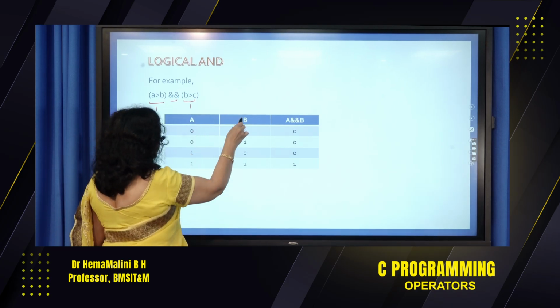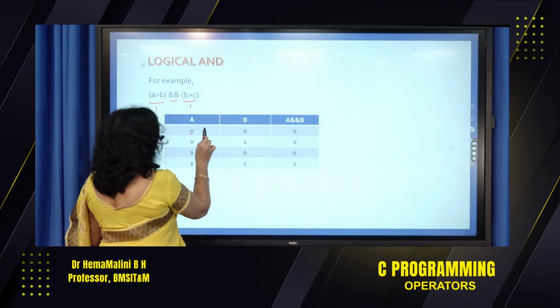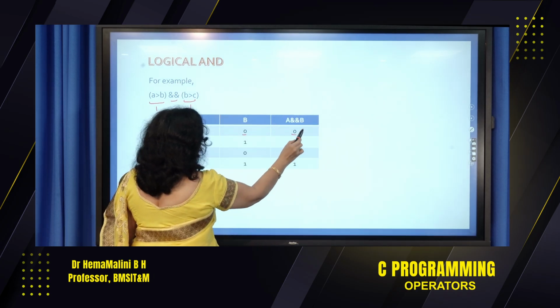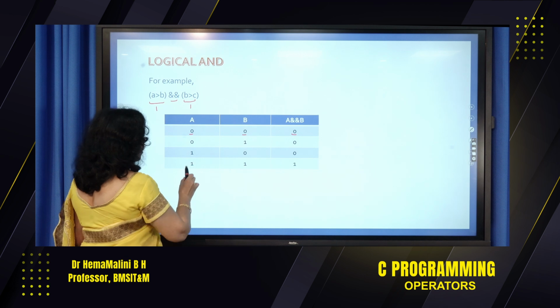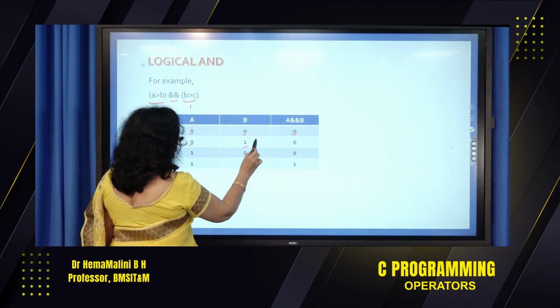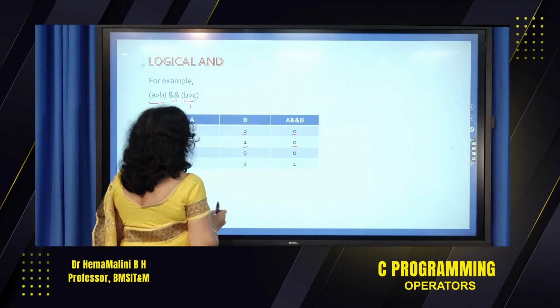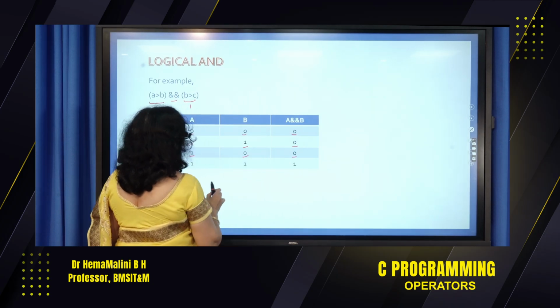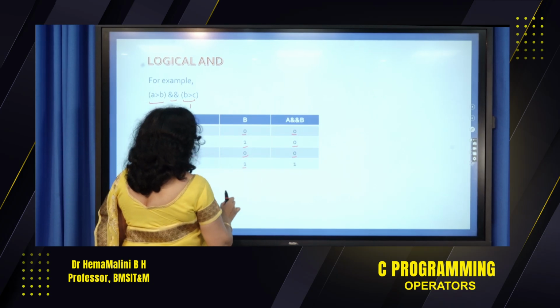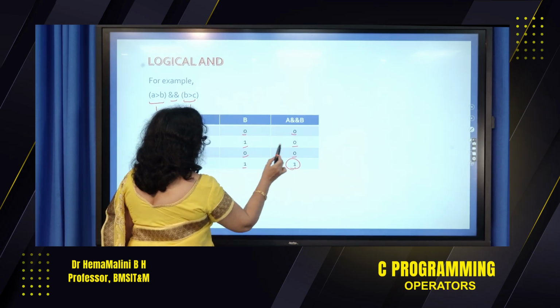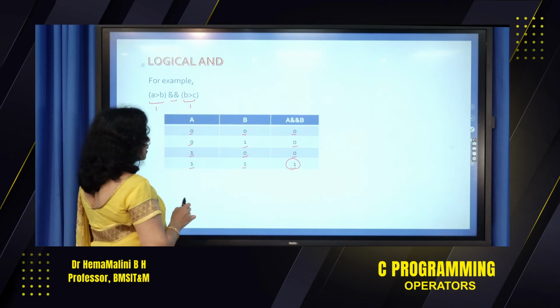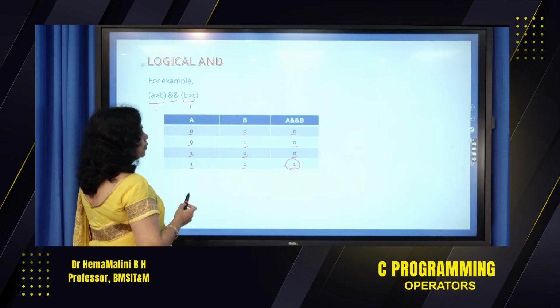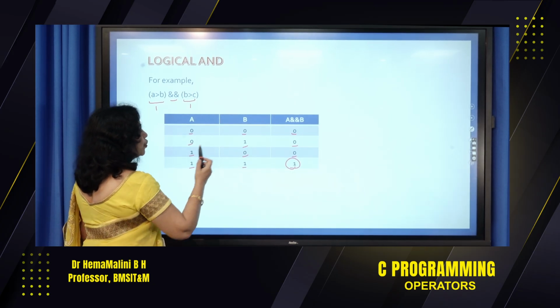There are two variables A and B. A is 0, B is 0, A and B would be 0. A is 0, B is 1, this also would be 0. This is 1, this is 0, this is again a 0. Both are 1. When both are 1, we have a 1. So, to say, when all the inputs are high, the output would be high.